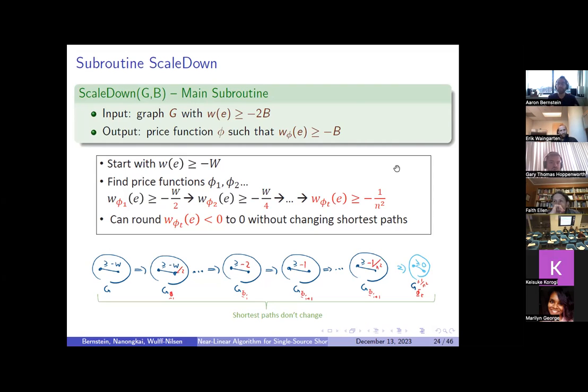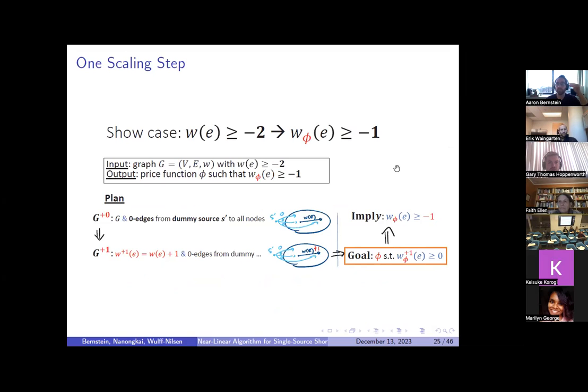Okay, so really the takeaway from the slide is that all we care about is the green part. It's just solving that subroutine to do one scaling step. And in particular, to make this talk easier to understand, I'm going to focus on a specific scaling step. For the rest of this talk, imagine you start with a graph where your negative edges are -1 or -2. Those are the only allowable negative edges. And I want to compute a price function such that my only negative edge is -1. Okay, so that's my goal.